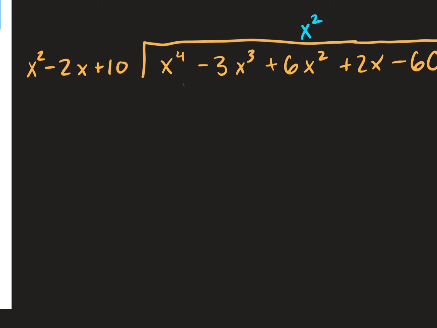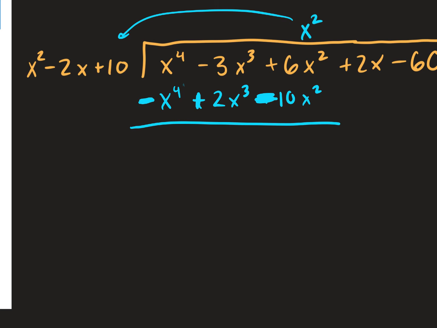So then once I write it on top, I multiply by everything on the outside. So x squared times x squared would be x to the fourth power. X squared times negative 2x would be negative 2x cubed. And x squared times 10 would be plus 10x squared. What do I have to do next? Change the sign. So I change the sign of this whole row and combine. So the x to the fourth powers cancel. Then I have negative 3x cubed plus 2x cubed, which would be negative x cubed. And then 6x squared minus 10x squared would be negative 4x squared.